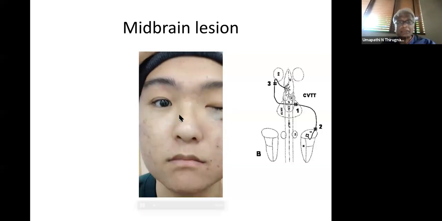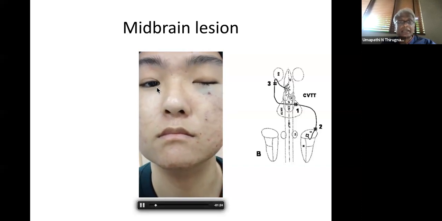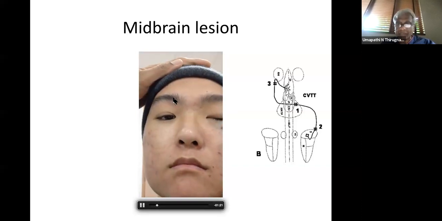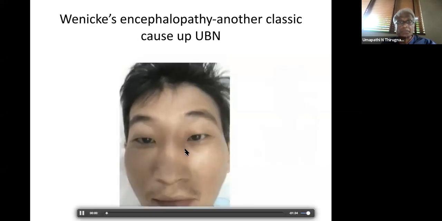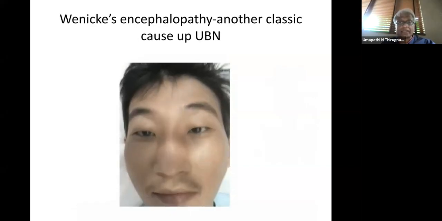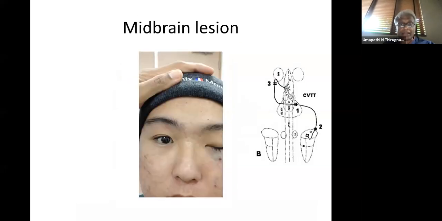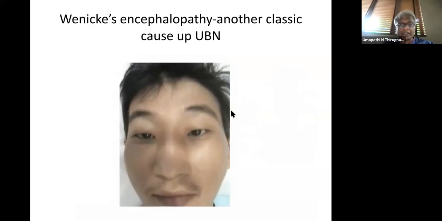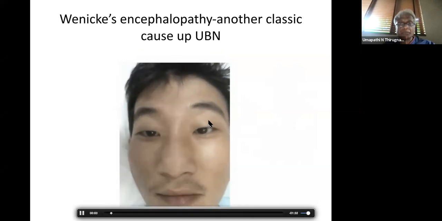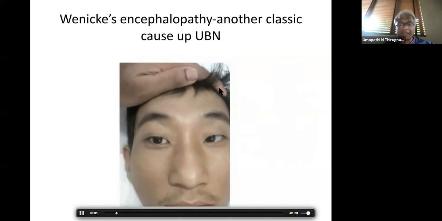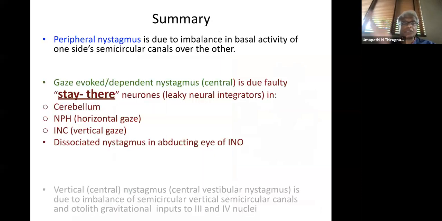So this patient has got a brainstem midbrain lesion, and the lesion is causing a predominantly upbeat nystagmus at primary position. This patient has got a classic central nervous system pathology due to Wernicke's encephalopathy, an important condition you need to know, because you can cure these patients with high doses of thiamine. And if you recognize it, you can see his nystagmus is pum, pum, pum, pum, beating up all the time. Okay, upbeat nystagmus.